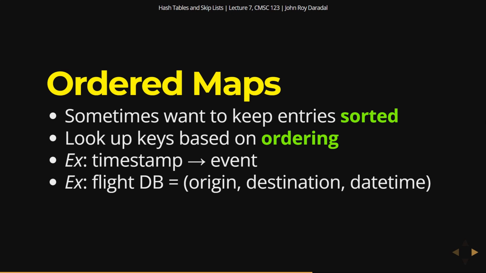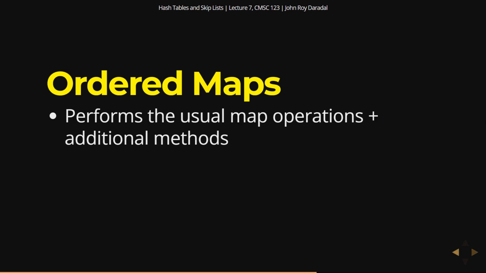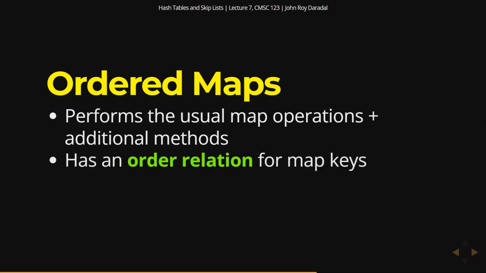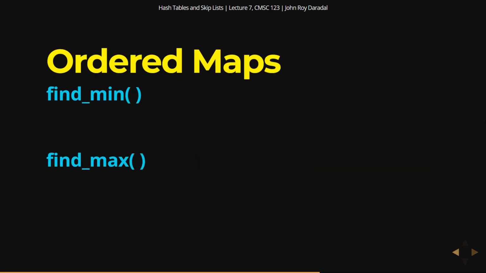Okay, so an ordered map is just like a normal map, so it performs the usual map operations, but then there are additional methods. It has an order relation for the map keys, so it keeps the map entries sorted according to this order. That's why we also call them sorted maps. Okay, ordered maps or sorted maps.